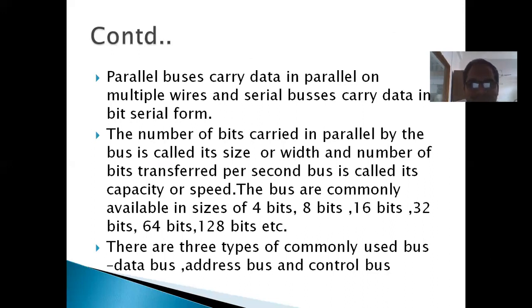Now parallel buses carry data in parallel on multiple wires, and serial buses carry data in the serial form. The number of bits carried in parallel by the bus is called the size or width, and the number of bits transferred per second is called the capacity or the speed of the bus. The buses are commonly available in sizes of 4 bits, 8 bits, 16 bits, 32 bits, 64 bits, and so on. These are powers of 2.